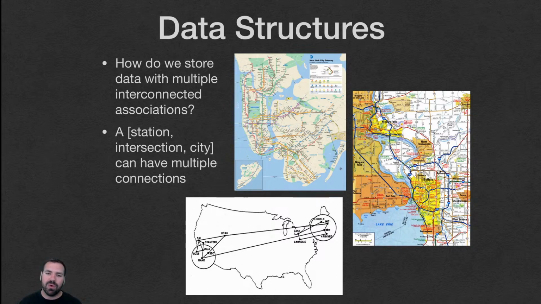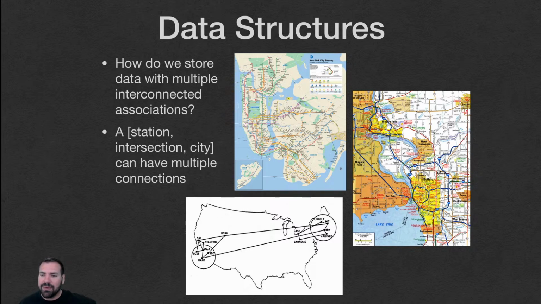So if you want to get from one subway station to another subway station, you have to find a path of connections, a path of lines that'll get you from point A to point B. And you'd use those stations and connections to get to where you're going.